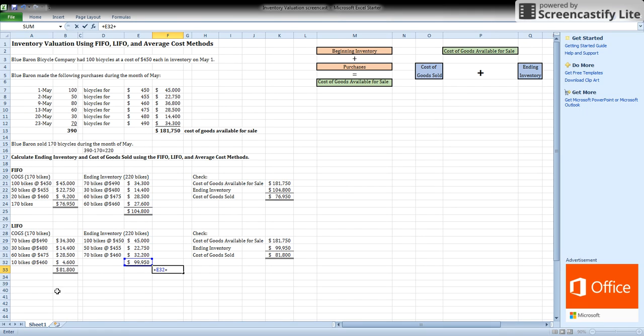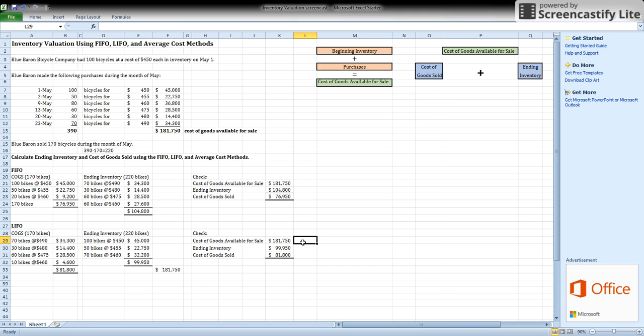And if you add those two amounts together, $181,750, which is our cost of goods available for sale, and we know that our cost of goods sold plus our inventory must equal the cost of goods that we had available to sell. Now, a check that you can do is you can take that cost of goods available for sale, you can subtract out the ending inventory that you calculated, and it should give you the cost of goods sold number that you calculated.